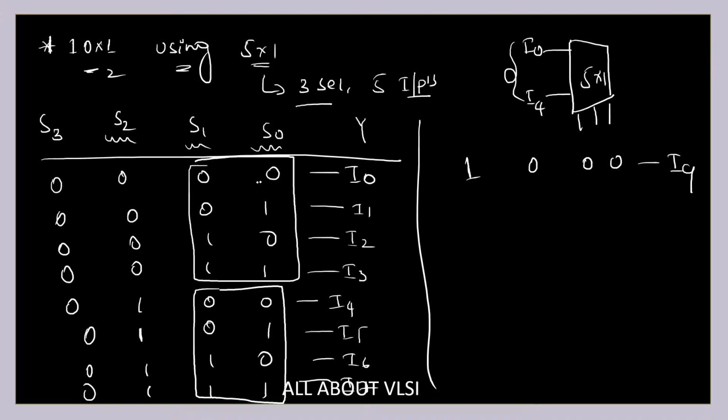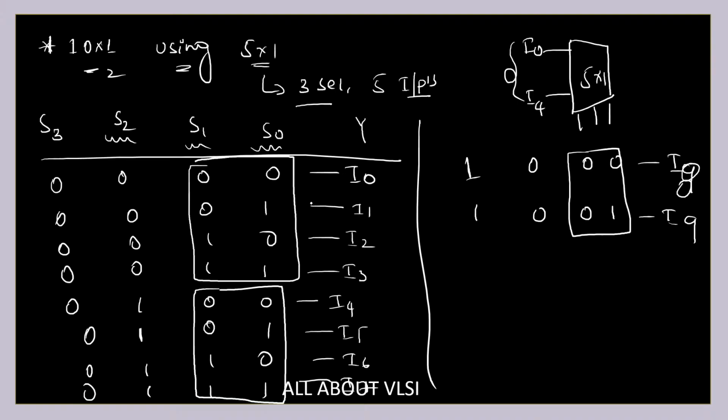Okay. Did I miss any combination? Yes, 1, 0, 0, 0 which is I8, and followed by 1, 0, 0, 1 which is I9. Yeah, and finally this last combination that is I9.